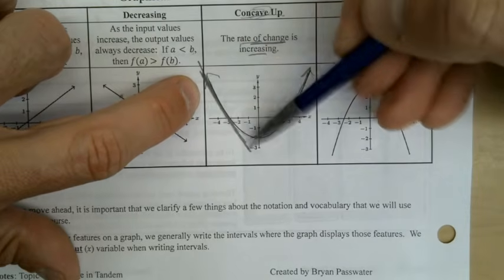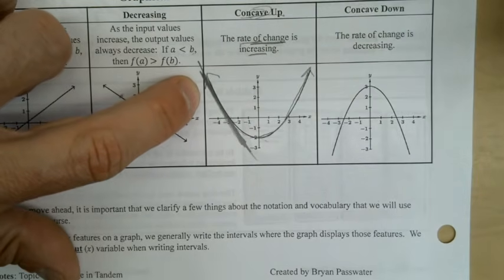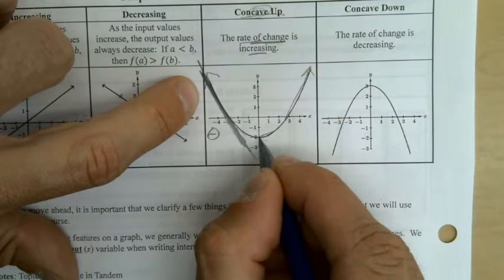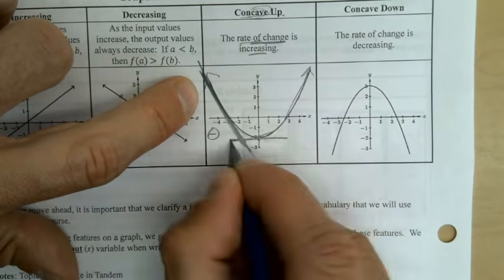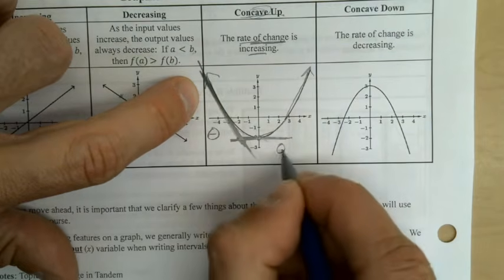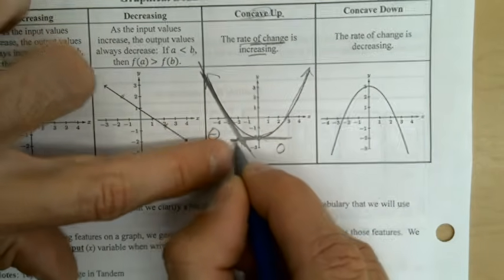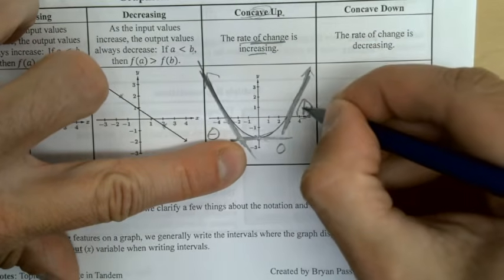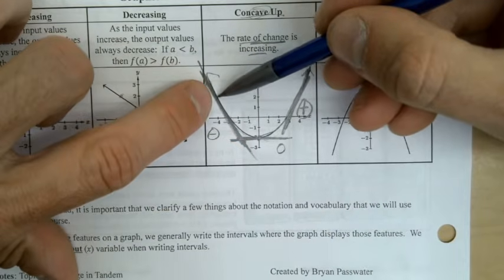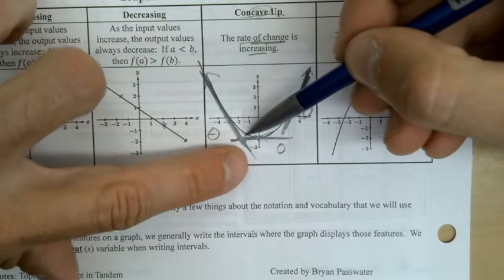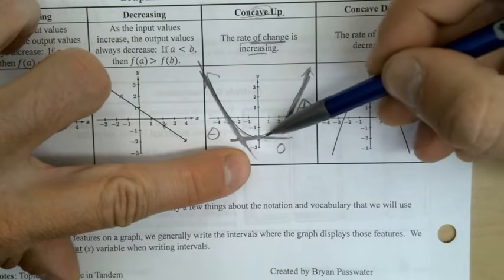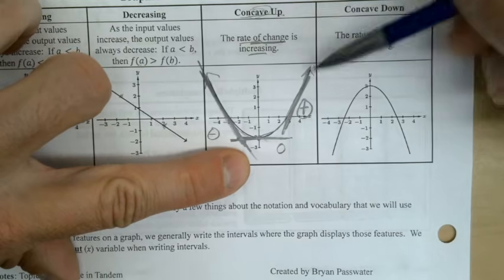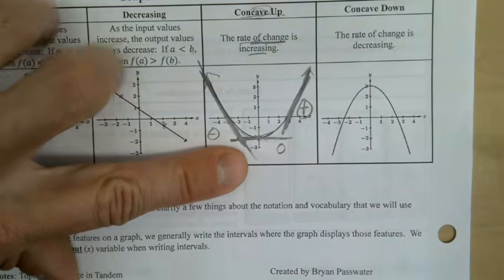For example, over here, this function's decreasing, right? It's got a negative rate of change. Here, this now becomes a slope of 0. So negative slope becomes 0 slope becomes a positive slope. And here's the thing, it's less negative, less negative, less negative, less negative, 0. Positive, more positive, more positive, more positive. So when you have a concave up function, the rate of change is increasing.